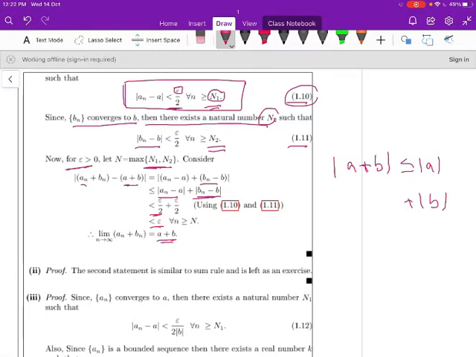Similarly, one can prove in a similar way that the limit as n tends to infinity of an minus bn is equal to the difference of the two limit points of the sequences an and bn, that is, a minus b.